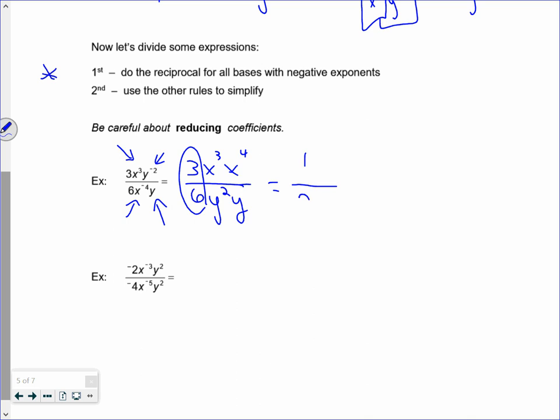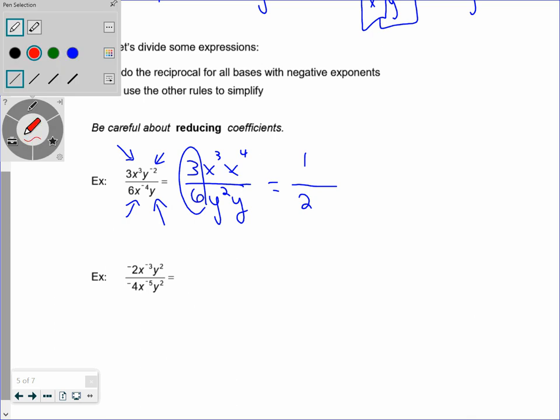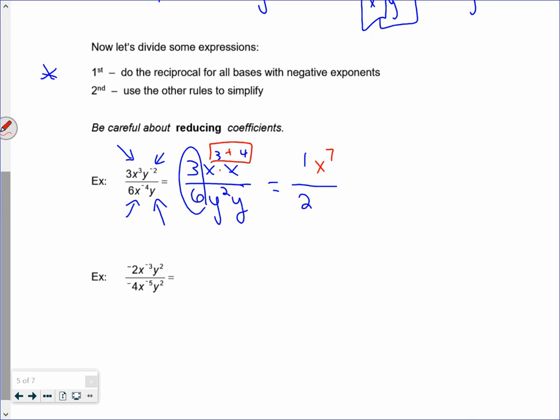3 over 6 becomes 1 over 2. Take a look at base x, which this time ends up with both of them being in the numerator, and that's multiplication. So what do I do to those two exponents right there? I add them, okay? So that's going to give me x to the 7th. And then down here on the bottom, remember there's a 1 right there. What do I do to those two exponents? I add them, and that's going to give me y to the 3rd.